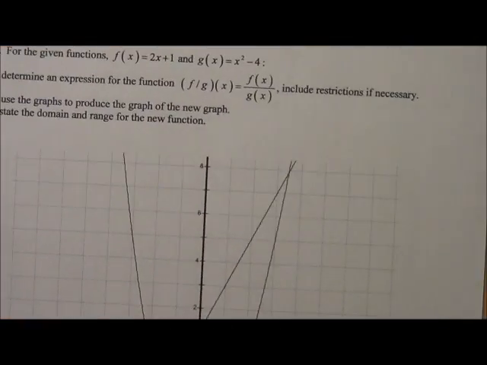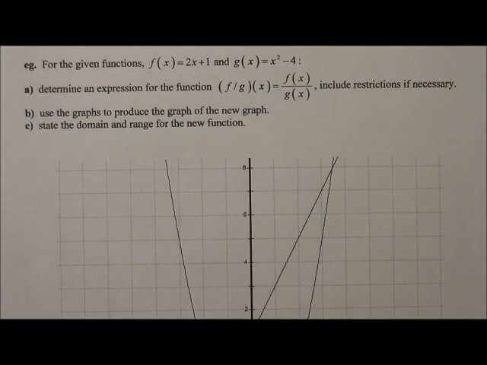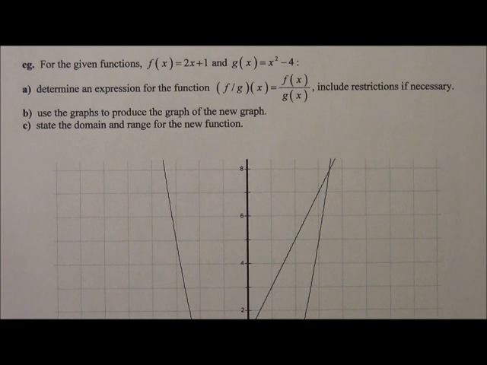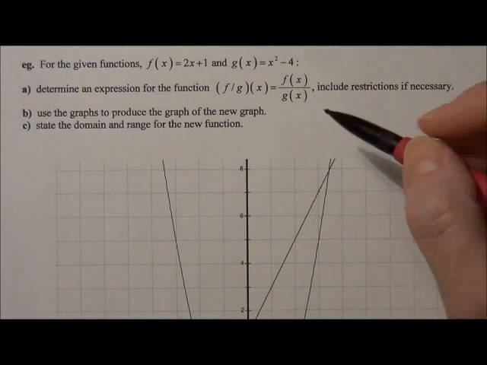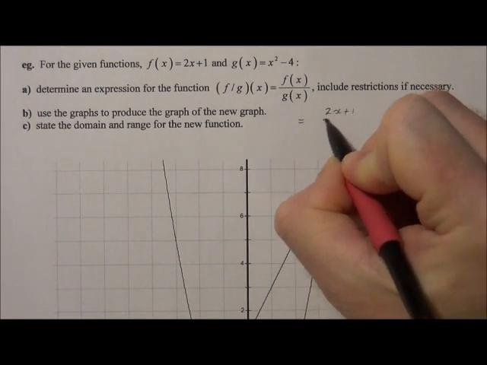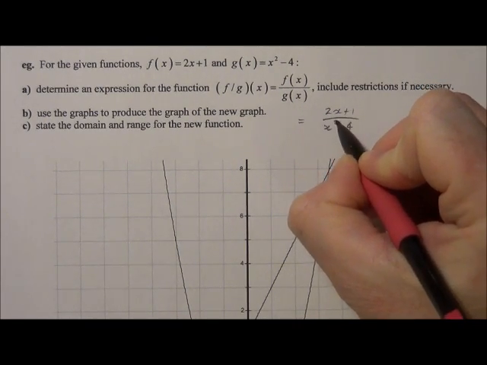And so now we've got another example here where we're going to do a quotient. So we've got two functions. f of x is 2x plus 1 and g of x is x squared minus 4, and we need to find an expression for that function when we're finding the quotient of them, and then use the graphs down here to draw a new graph, and then of course again find the domain and range. So f divided by g of x, that's going to be 2x plus 1 divided by x squared minus 4.